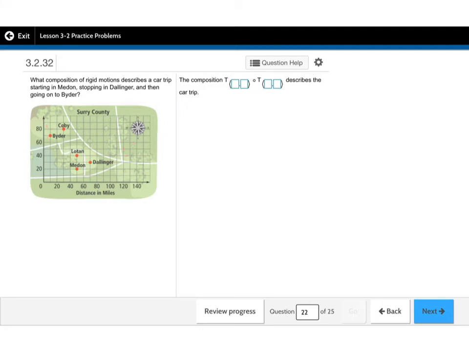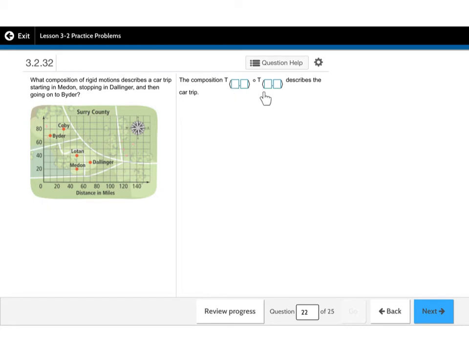All right, let's take a look at number 22 off of the section 3-2 practice problems. This is an application problem where we're imagining, I think, a sheriff going on his patrol route, and we have to describe a car trip that starts in Medan, stops in Dallinger, and then goes on to Biter. We're going to think of that as a series of two translations.